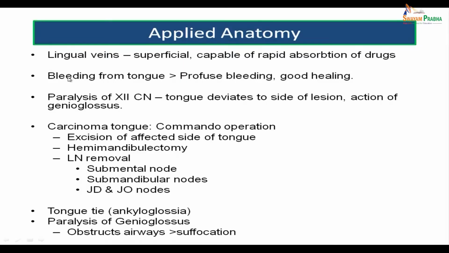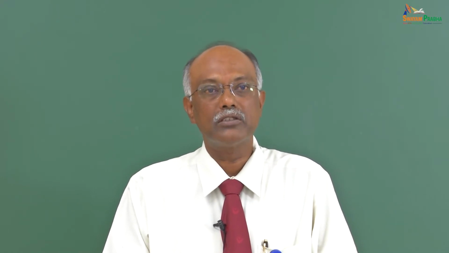Now the lingual veins, as we have studied in this lesson, lie very superficial to the mucous membrane and therefore are capable of rapid absorption of drugs. You must have heard of this medicine called sorbitrate. This is usually a life-saving drug and it is usually placed under the tongue of a person who is suffering from angina. This will quickly relieve the vasospasm.